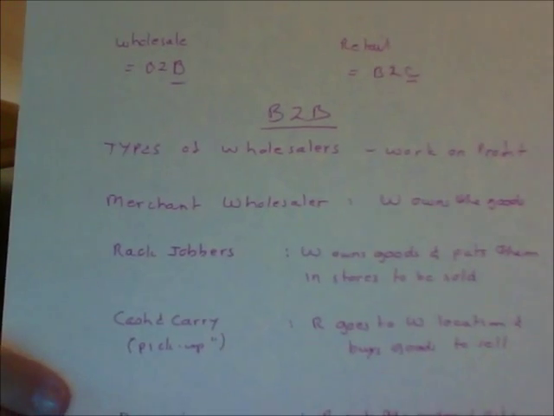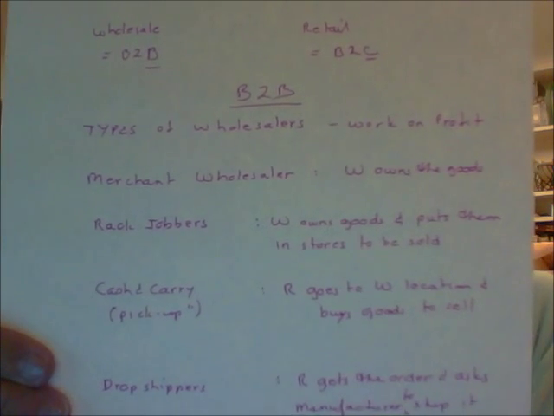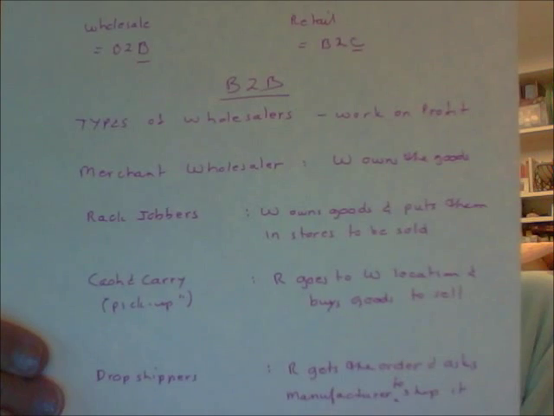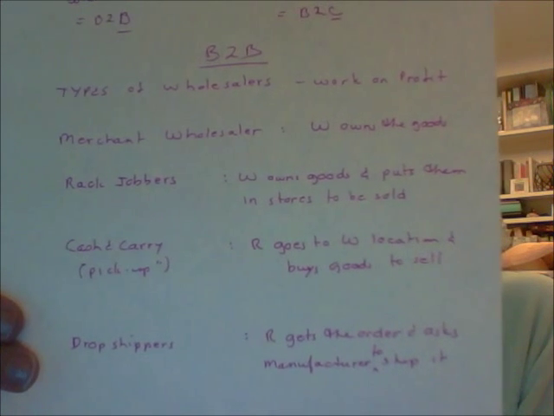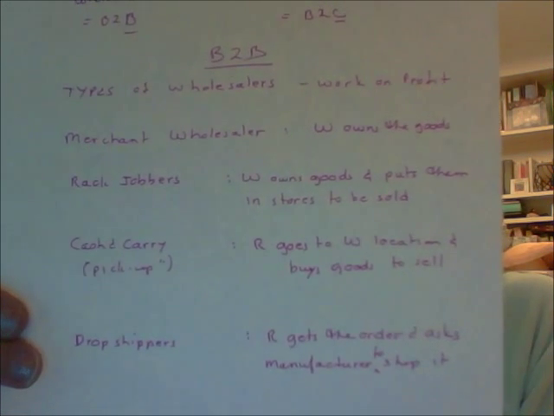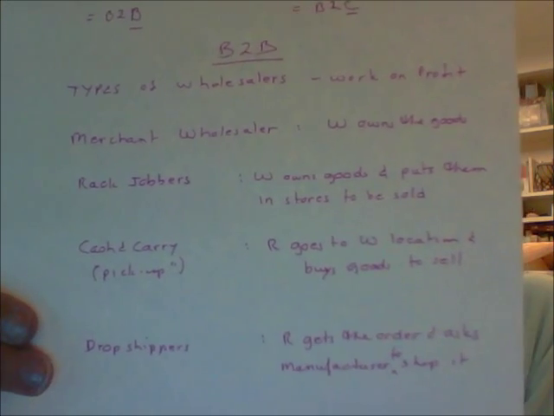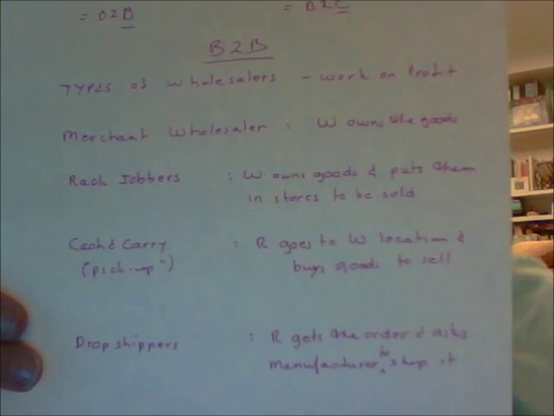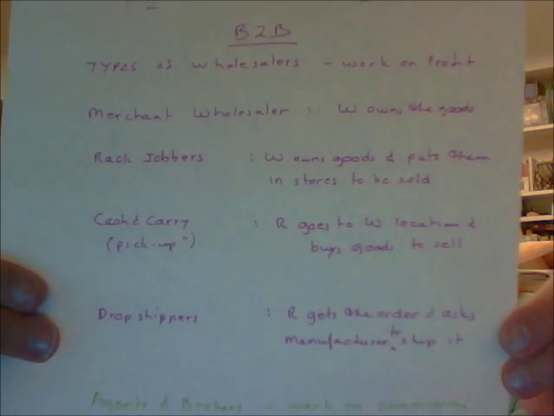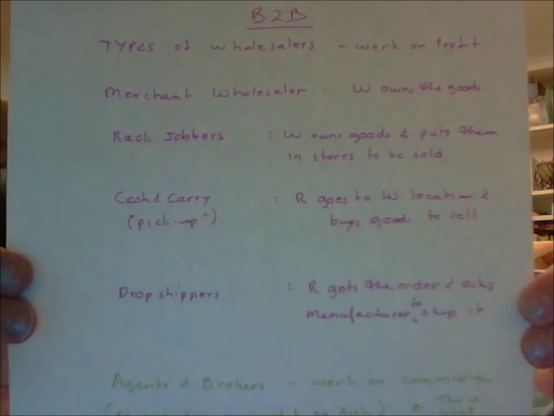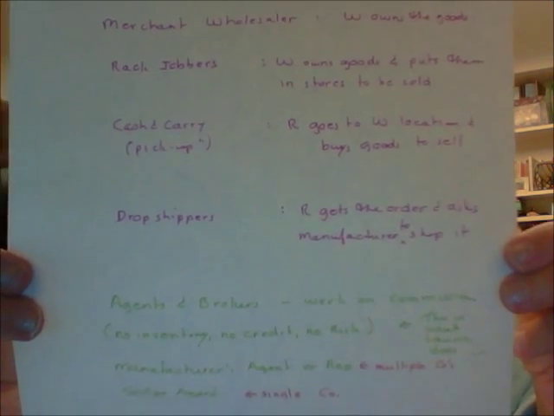So B2B, there are types of wholesalers that work on a profit, and they are merchant wholesalers, where the wholesaler owns the goods and then sells them to the retailer. Rack jobbers, where the wholesaler actually owns the goods and puts them in stores to be sold. So you've seen those in maybe a grocery store or the Redbox videos, those kiosks. Those would be the equivalent of rack jobbers. Rack jobbers actually fill the racks in the store for you. Cash and carry, that's where the retailer goes to the wholesaler's location and buys the goods to sell. And drop shippers are retailers who get the order and then ask the manufacturer to ship it directly.